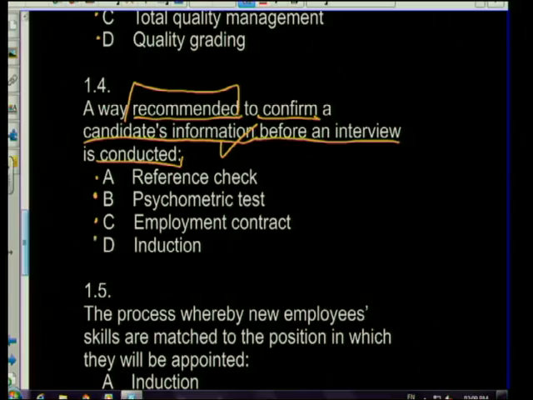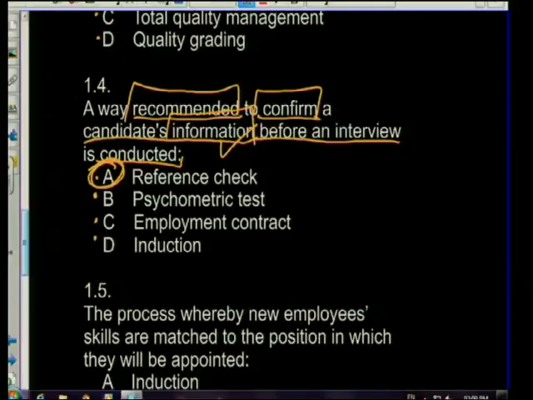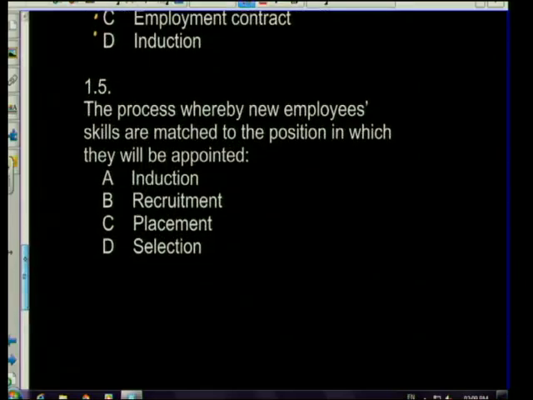So again, let's break the sentence down. It's a way recommended to confirm a candidate's information. How are you going to confirm a candidate's information? It will be a reference check. Remember, at the end of the CV, you write your references. So for 1.4, it will most definitely be a reference check. The last multiple choice question here, let's have a look.